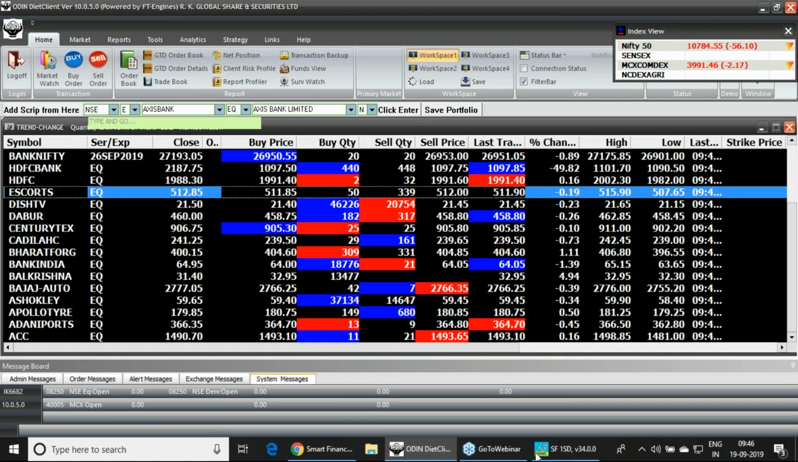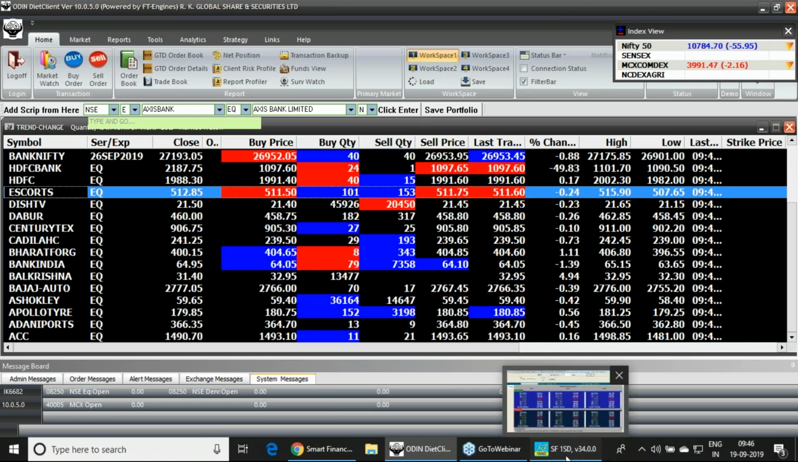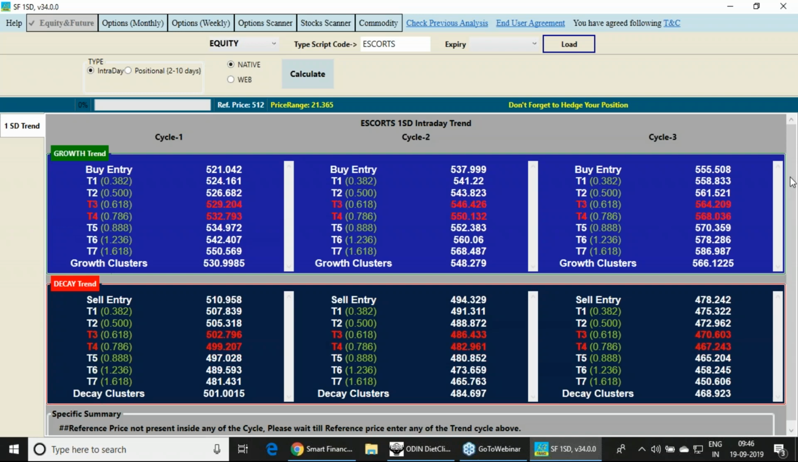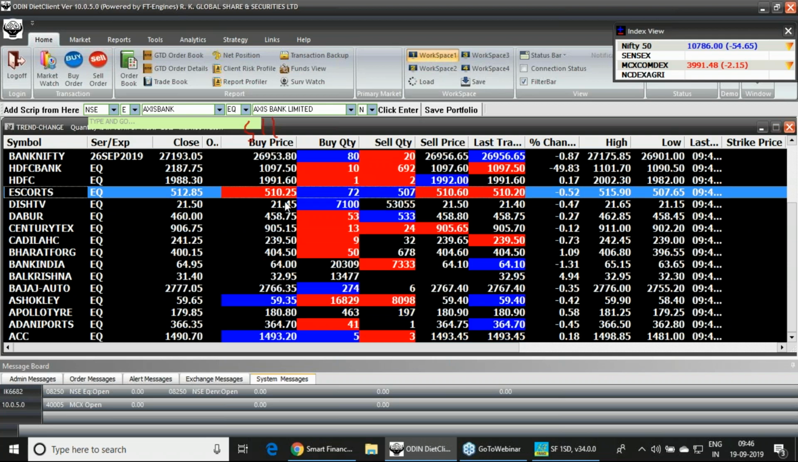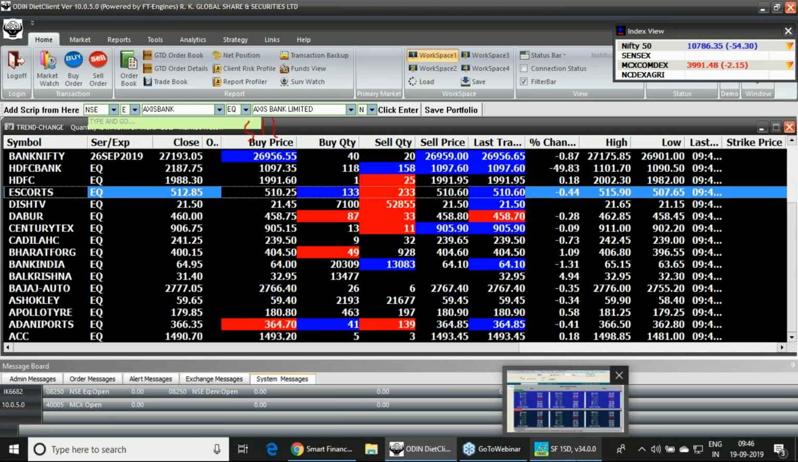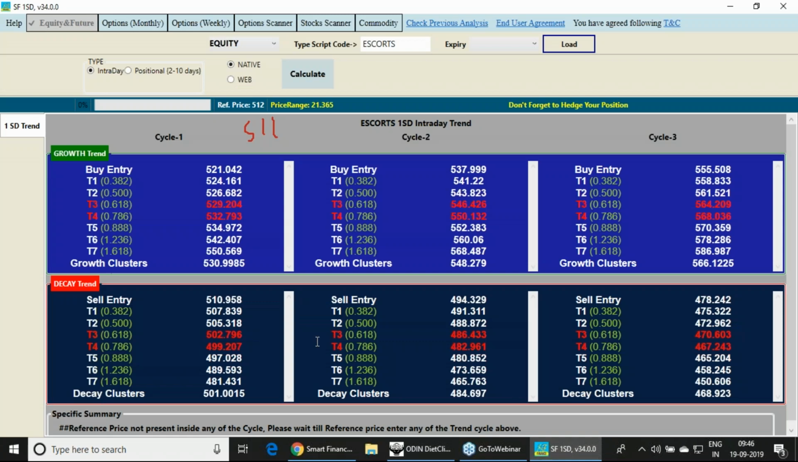If it comes to 511.80, then you can sell Escorts at 511. Now it is trading at 511 rupees and odd. Escorts, 510 it has come now. So 510 it has given you the sell entry now. It was 510.95 the moment we analyzed it. So we can sell Escorts now for a target of 503. Correct, when we analyzed it was at the 511 level. So this is for Escorts.